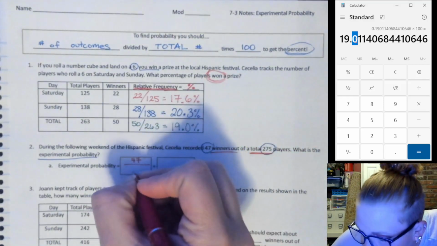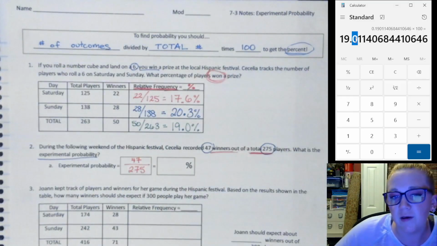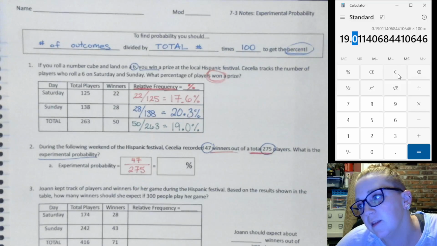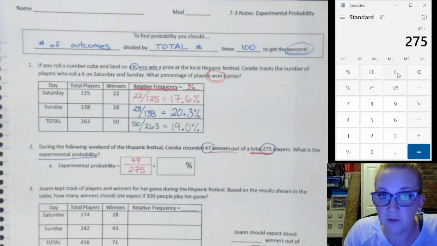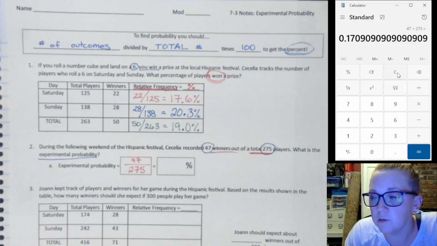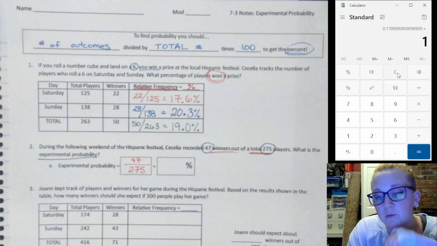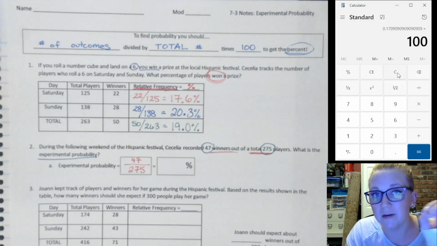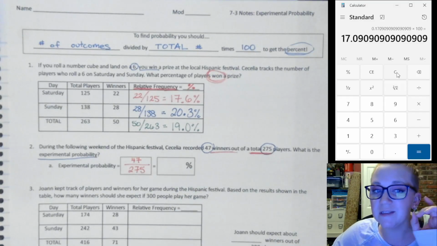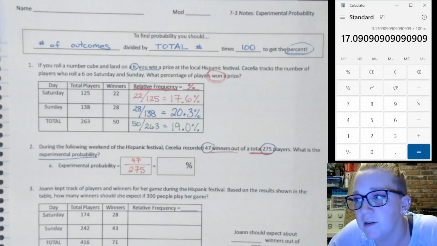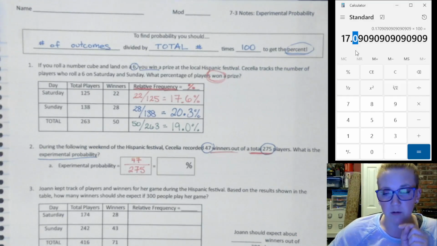Total was 275. So again, in that calculator, I need 47 divided by 275, okay, equals that lovely. But remember, you have to do the times 100 to get your percentage. There you go. All right, and again, we're rounding to the tenths place. So that is 1 decimal. So that's that first thing, the first number right after the point.